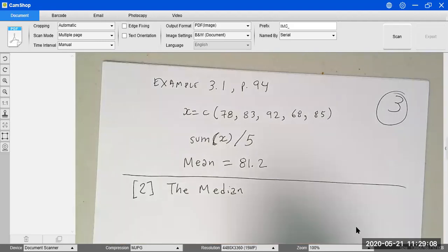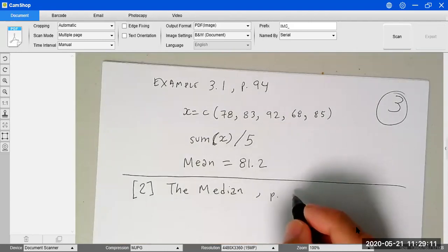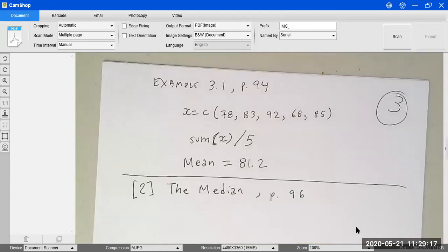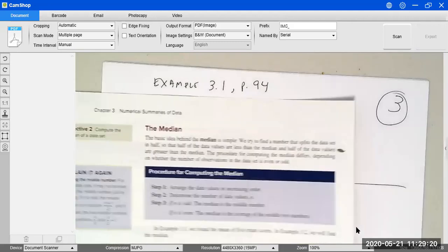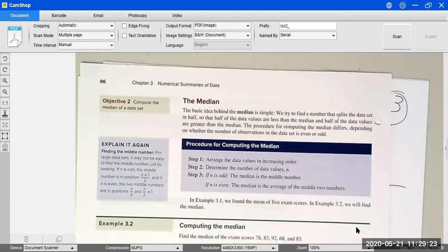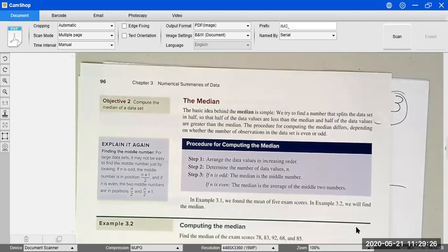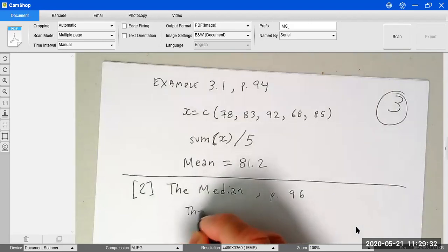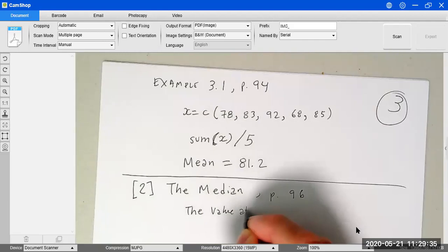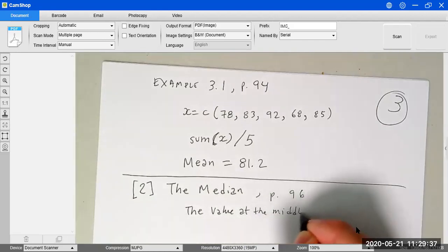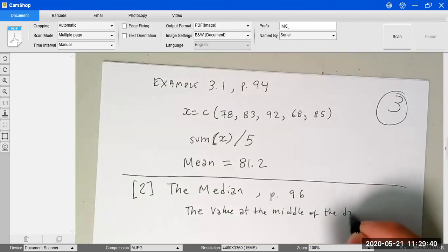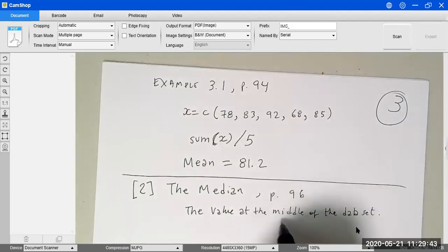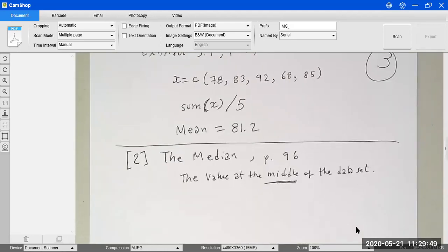For the median, you just need to check page 96, and they say just a very simple concept. The basic idea behind the median is simple. We try to find a number that splits the data set in half. So in other words, we are looking for the value at the middle of the data set. That's what we're looking for. The value at the middle. That's the median.